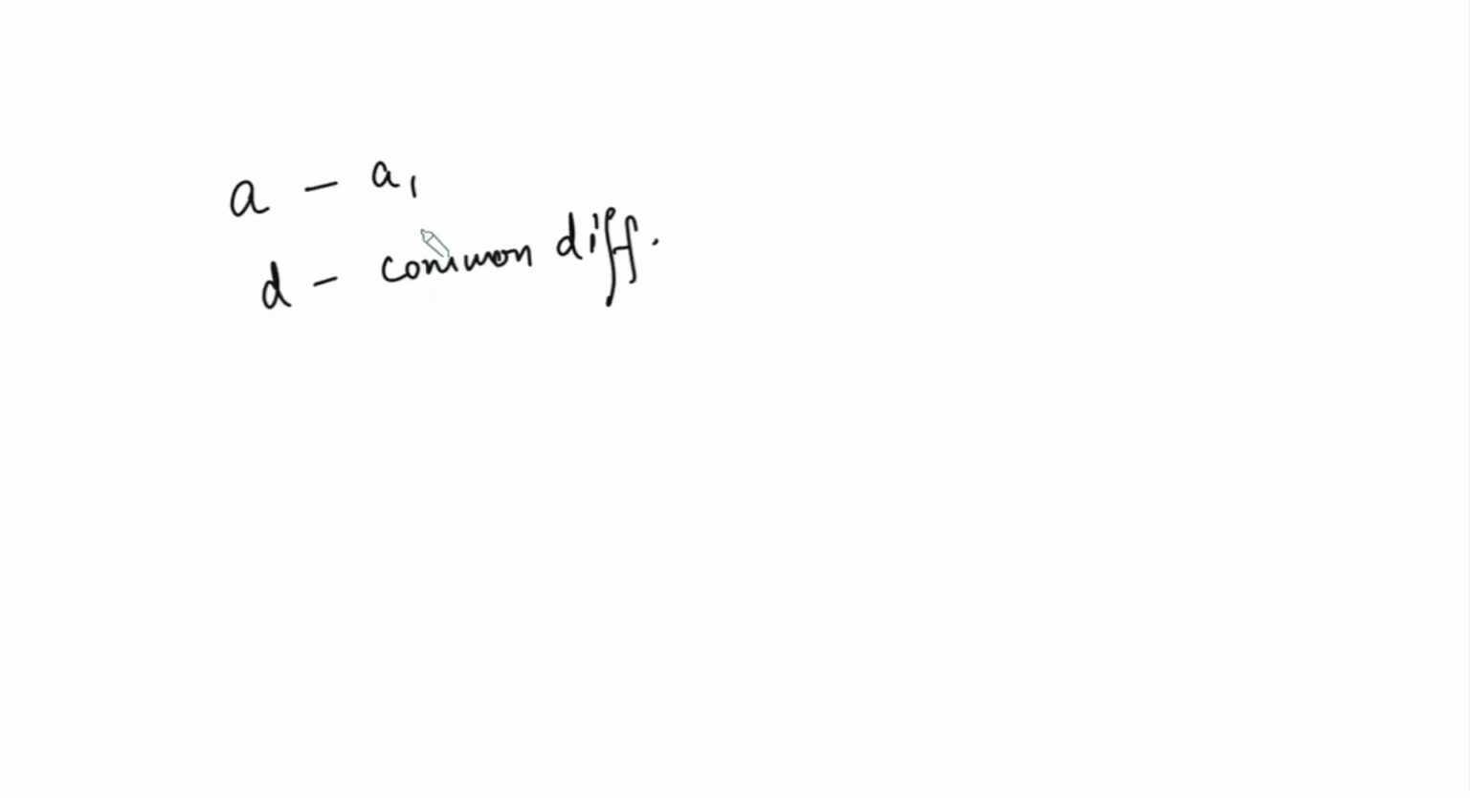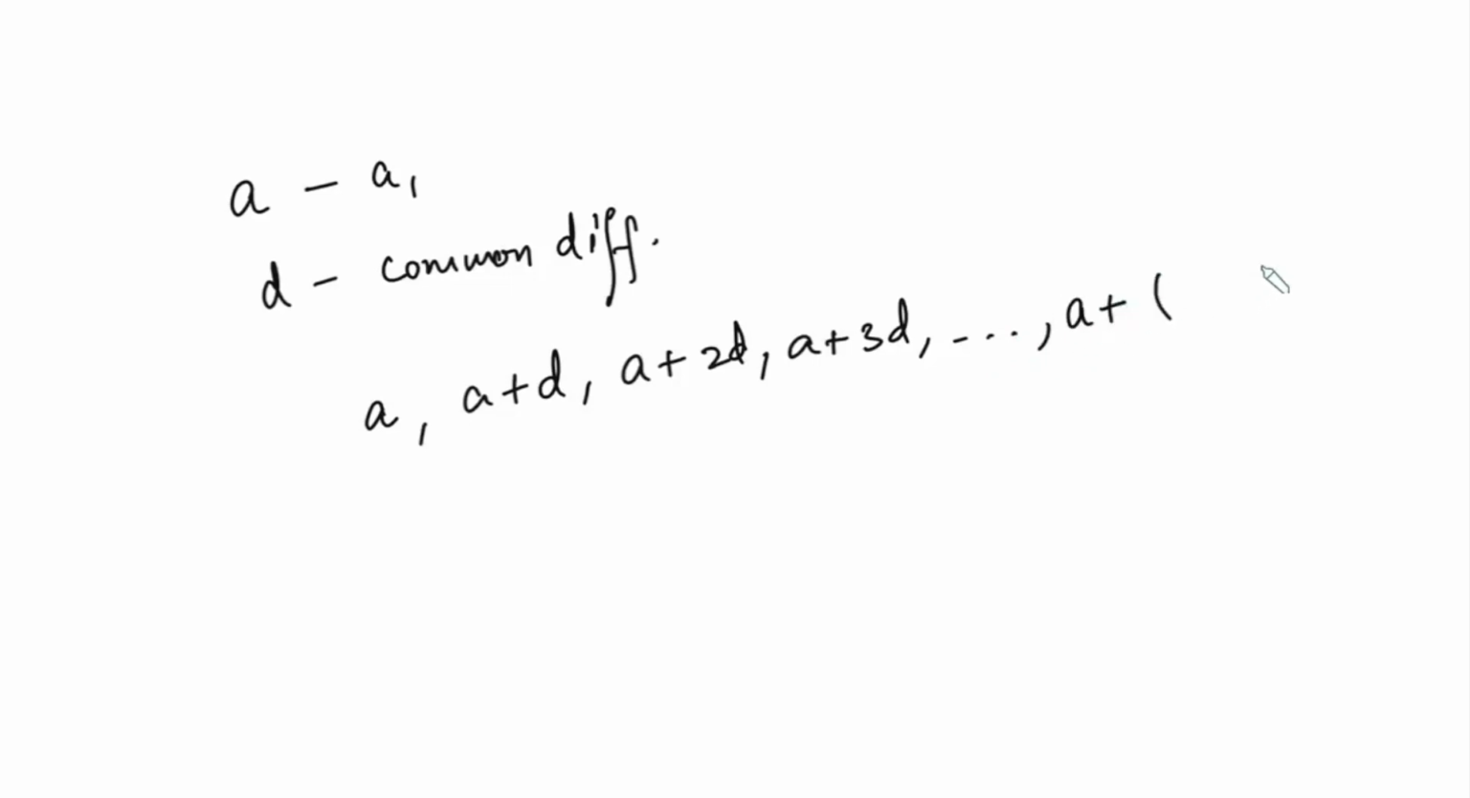If a is the first term and d is the common difference, an AP can be written as a, a plus d, a plus 2d, a plus 3d, and so on. The nth term can be written as a plus (n minus 1)d.